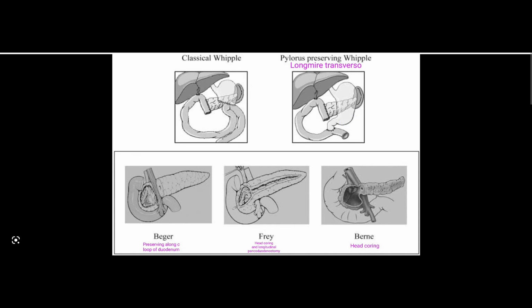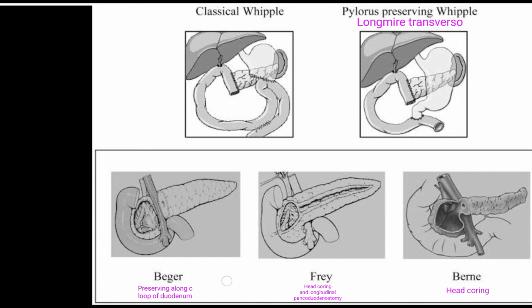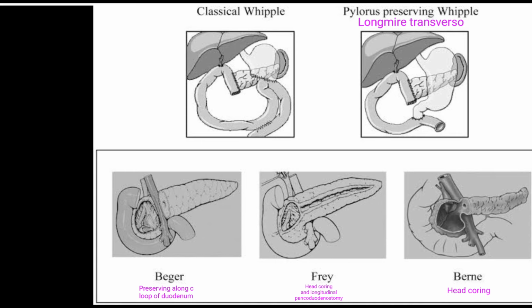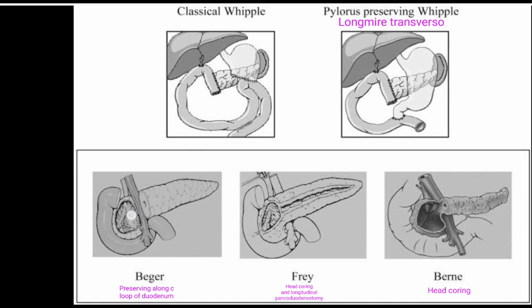Then we have three procedures. We need to remember the name and what is done in that procedure. The first one is Beger procedure. In the Beger procedure, the preservation is done along the C loop of the duodenum. We preserve the tissue along the C loop of the duodenum. Imagine like a beggar. Beggar needs something. So it says that please give me the C loop of the duodenum. Okay, that is how we will remember it.